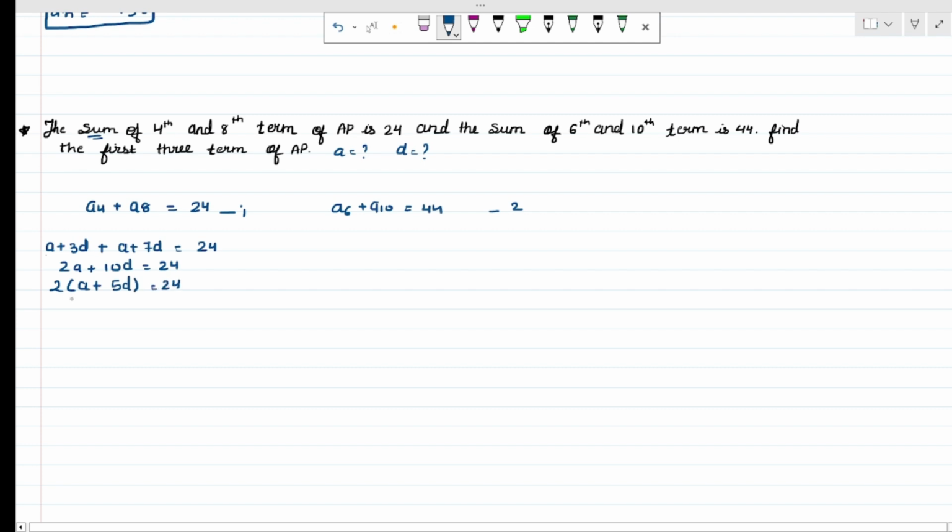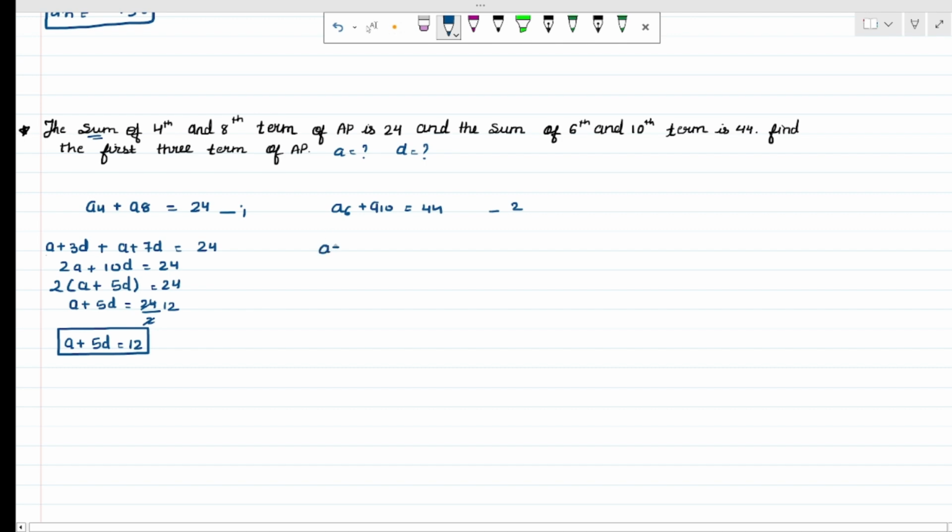Now this 2 is in multiplication. Where will it go? It will go in the denominator. That means A plus 5D equals 24 by 2, which gives me 12. So my equation becomes A plus 5D equals 12. Keep this equation in the box, you need to use it in the next step. Okay, you have to follow the same pattern over here.